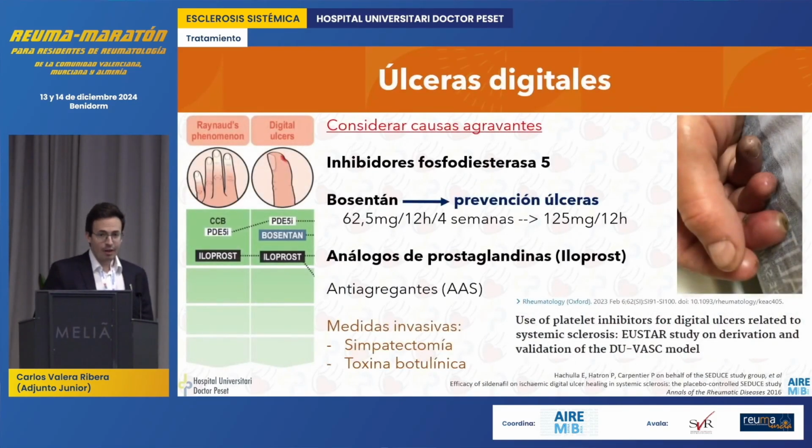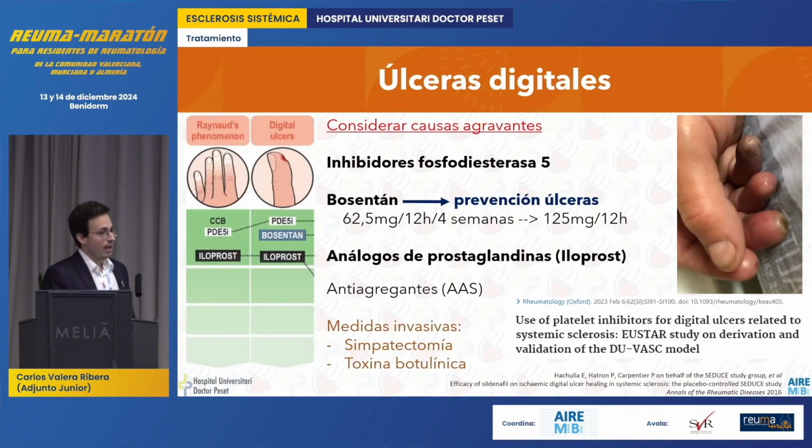When it comes to digital ulcers, we need to consider aggravating factors, as we've been discussing with Raynaud's, especially the appearance of ulcers in a very specific area. Here, as a first-line treatment, we would indeed use phosphodiesterase type 5 inhibitors. That is, we move on to sildenafil, tadalafil. It's important to remember that endothelin receptor antagonists, such as bosentan, have not been shown to accelerate the healing of ulcers, but they do help prevent their occurrence. Therefore, in cases of recurrent and frequent ulcers, it would be appropriate to introduce it.